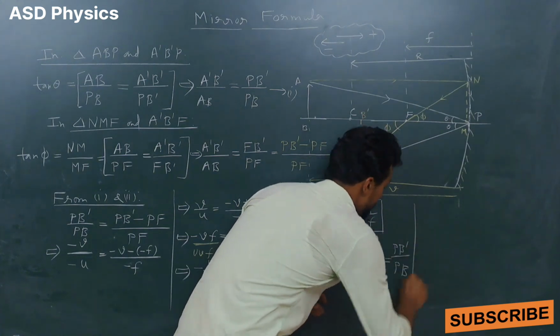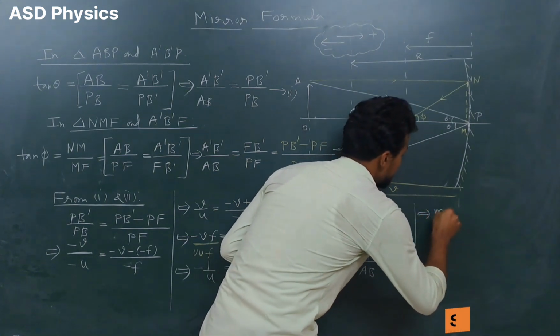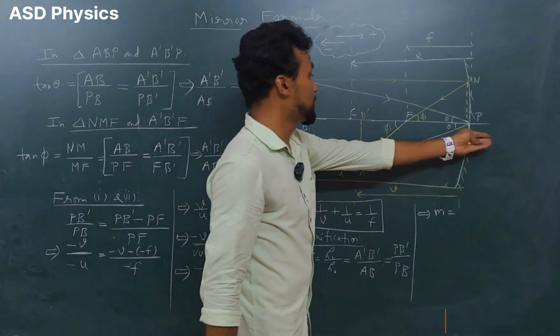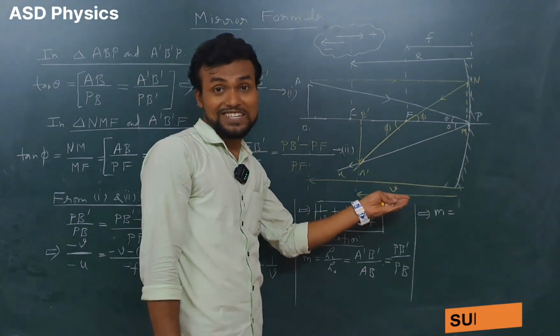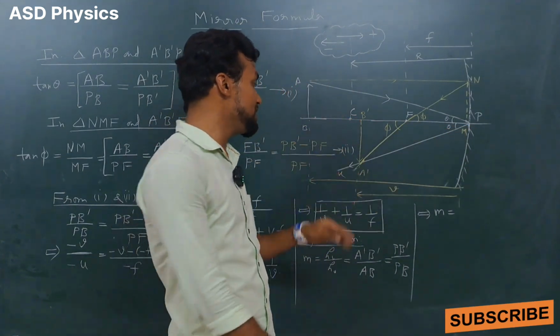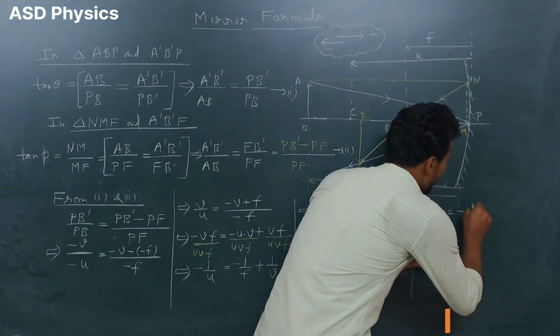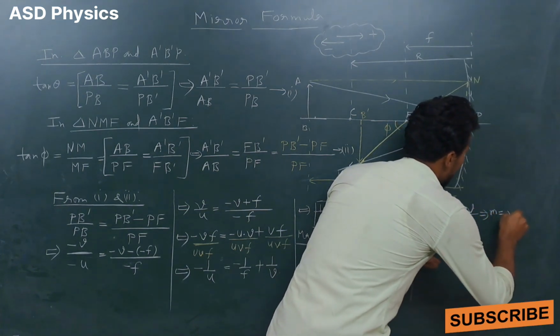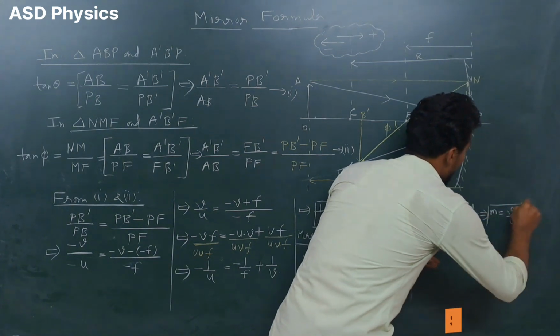So students here please. This M equal to what is PB dash? Image distance, minus V. PB, minus U. So what do you write here? Minus V by minus U. So what will come here? It will come M equal to V by U.